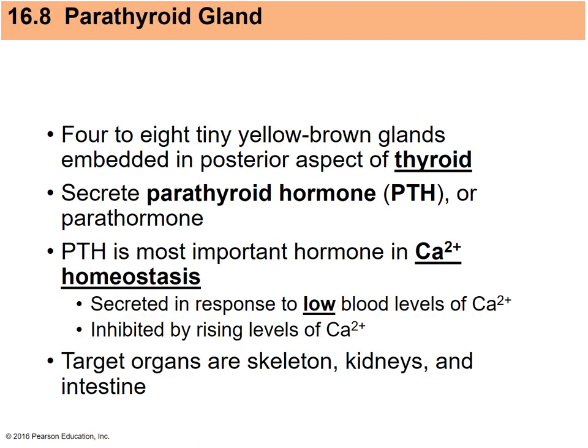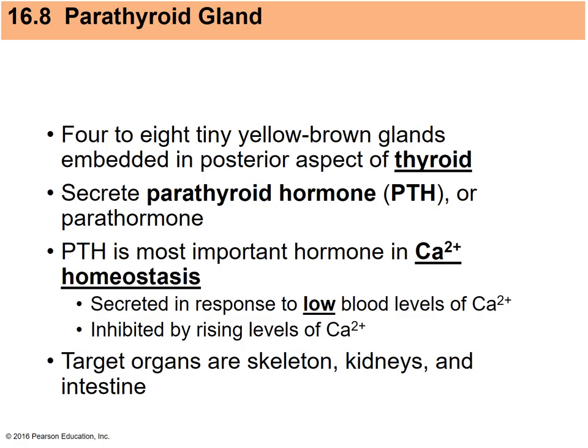The parathyroid gland, depending on the individual, can be anywhere between 4 and 8 small little glands. They are on the posterior side of the thyroid. They do secrete the parathyroid hormone, or the PTH. This plays a huge role with calcium homeostasis.